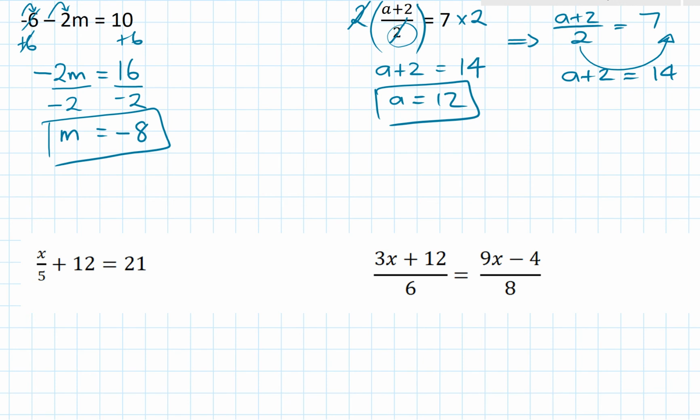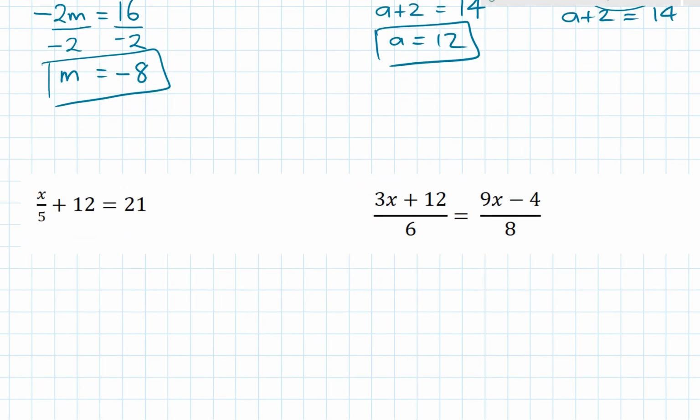Okay, this third example, we've got one fraction here. If I look at the denominator, it is 5. So to deal with that fractional part, I'm going to multiply both sides by 5. Okay, so that whole side, just pop some brackets there. 5 times that side, and then 21 times 5. So multiplying both sides by 5.